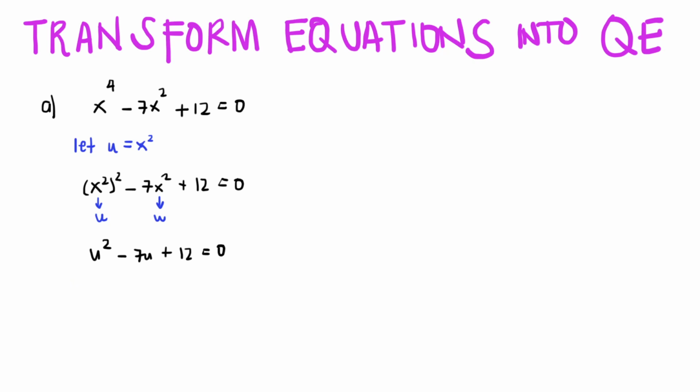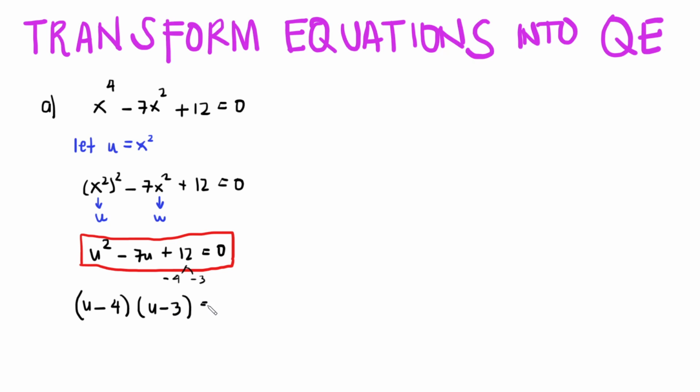So as you can see, we now have a quadratic equation that is in the standard form. That is u squared minus 7u plus 12. But we need to solve first for the value of the roots. So this time we will apply factoring. I'm going to look for factors of 12 that if I add will give me negative 7. So this time it is negative 4 and negative 3. So that will become quantity u minus 4, then u minus 3, that is equal to 0.